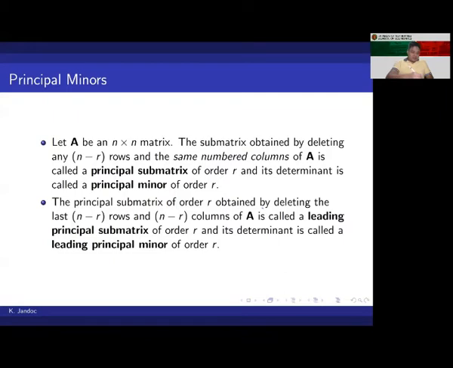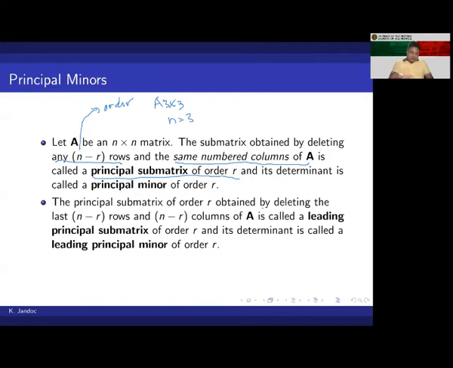Okay, so A is an n by n matrix. The submatrix obtained by deleting any n minus r rows. Okay, so n is the order of the square matrix. So if A is a 3 by 3 matrix, then n is the order, so n equals 3, right? If you delete n minus r rows and the same numbered columns, later we'll see an example of how to actually do this, but this is the definition. It's called the principal submatrix of order r, and its determinant is called the principal minor of order r.